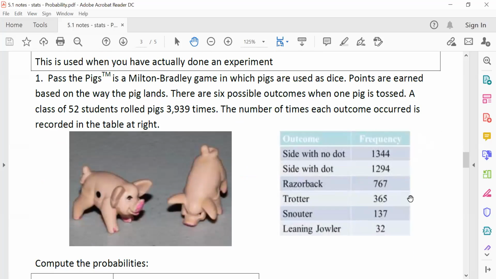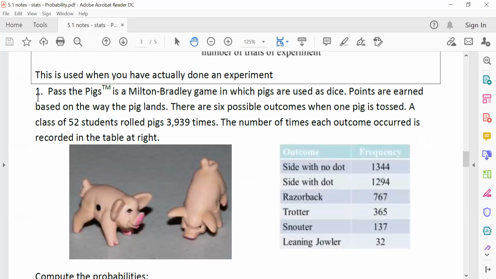So there was a game called Pass the Pigs. I don't know if you ever played it. It might be in your closet somewhere. But in Pass the Pigs, pigs are used as dice. That's kind of cute. Points are earned based on the way the pig lands. There are 6 possible outcomes when a pig is tossed.